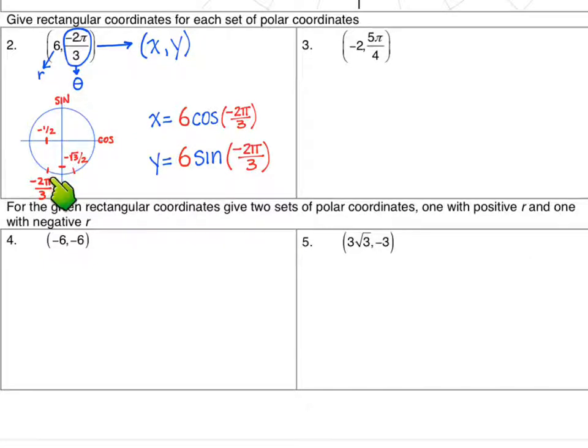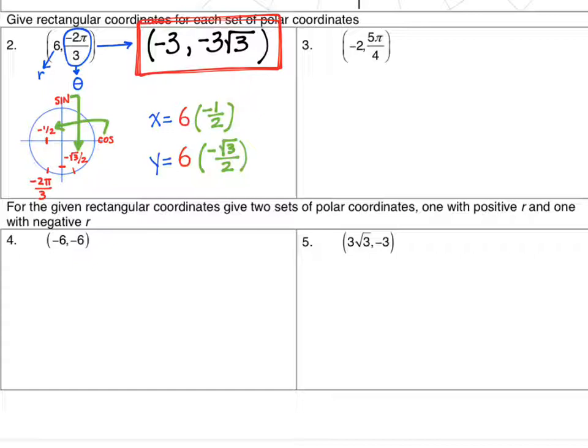And so to get to this point that's at -2π/3, I would be going in the x direction -1/2, and in the y direction -√3/2. So that's my cosine and my sine. And so I'm just going to replace each of those. Multiplying those out, I've got my rectangular coordinate of x and y.